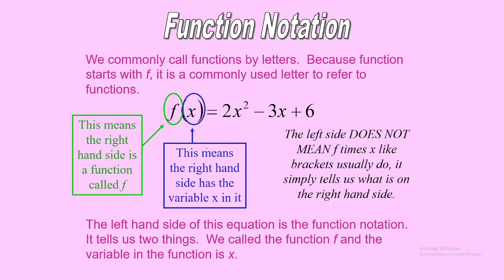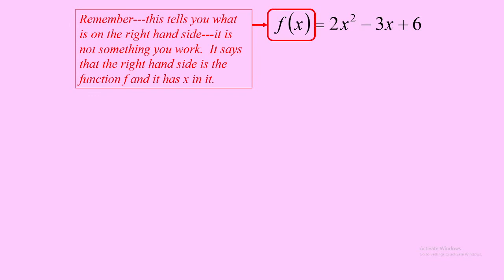Now, the left side does not mean f times x. It is not f times x. It means that what is on the right side, it tells us that this letter x is found on the right side. Now, let's go to this example. Remember, this tells you what is on the right side. It is not something that you work on. What we work on is on the right side. The left side will not tell you what to work on. So, what we solve is on the right side.